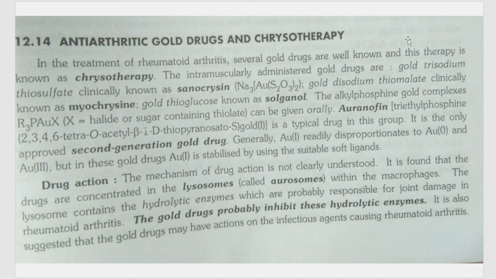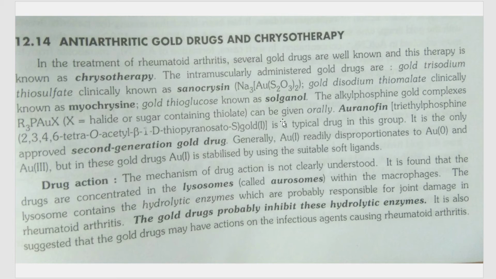This therapy using gold drugs to treat arthritis is called chrysotherapy, and these gold drugs were given through the muscle, that is, intramuscular administration, and some gold drugs were also orally consumed by the patient. You should know some examples: one is gold trisodium thiosulfate, known as sanochrysine, and another is gold disodium thiomalate, known as myochrysine. There are several gold drugs given in order to treat arthritis.